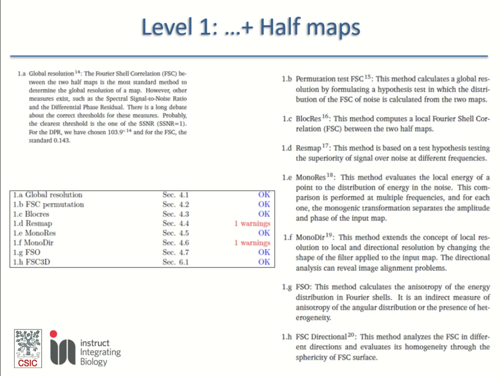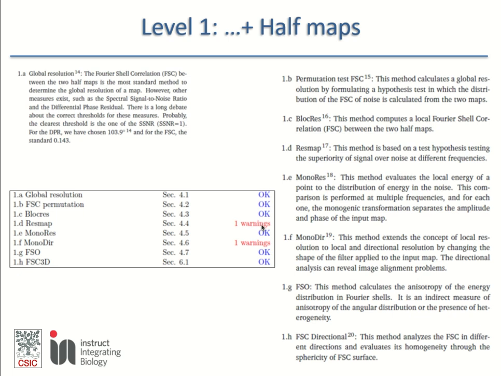So you have a global resolution measured by the standard FSC, but you have also other ways of defining your threshold. For instance, this permutation test FSC, which I think has a very solid statistical background. Then you can also do local resolutions like BlocRes, ResMap, MonoRes, directional resolutions, MonoDir, or also more directional or anisotropy measurements like FSO or FSC 3D. And then for each one of them you can check whether the map is passing the test or not, and if there is a warning.